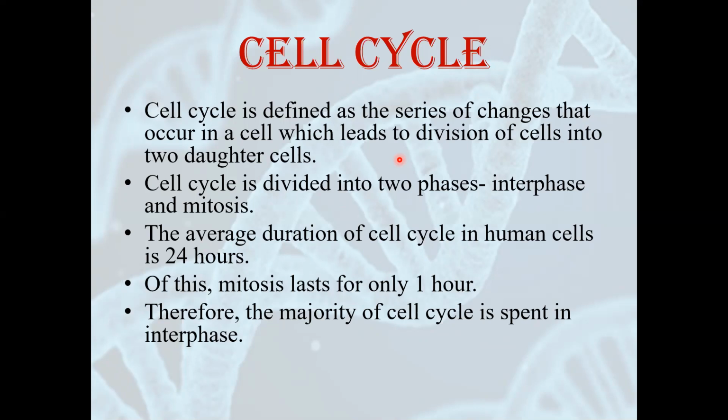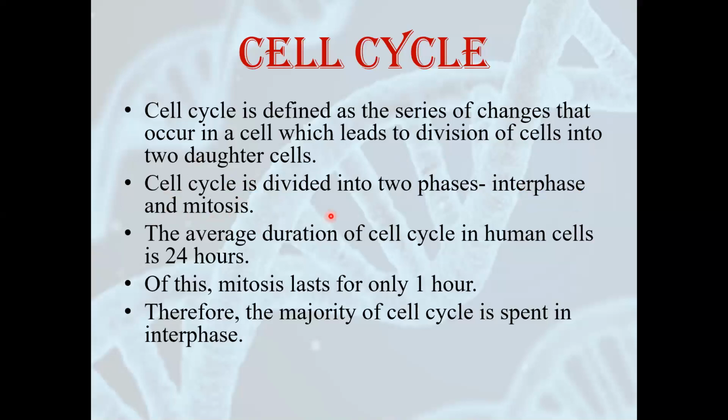Now, this entire cell cycle is actually divided into two important phases. First is the interphase, and second is mitosis. Interphase is the common phase that occurs in all the cells. Mitosis occurs only in somatic cells. What are somatic cells? The cells apart from the gametes or the cells apart from the reproductive cells are called somatic cells. Mitosis occurs in somatic cells.